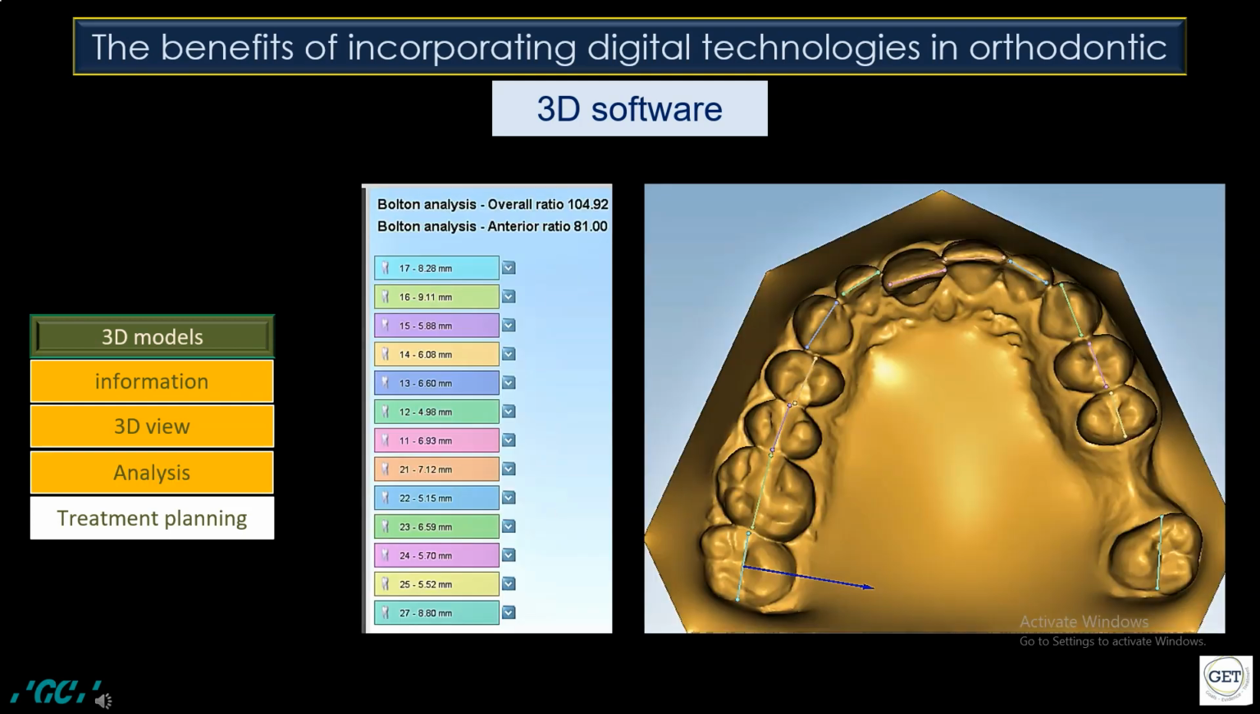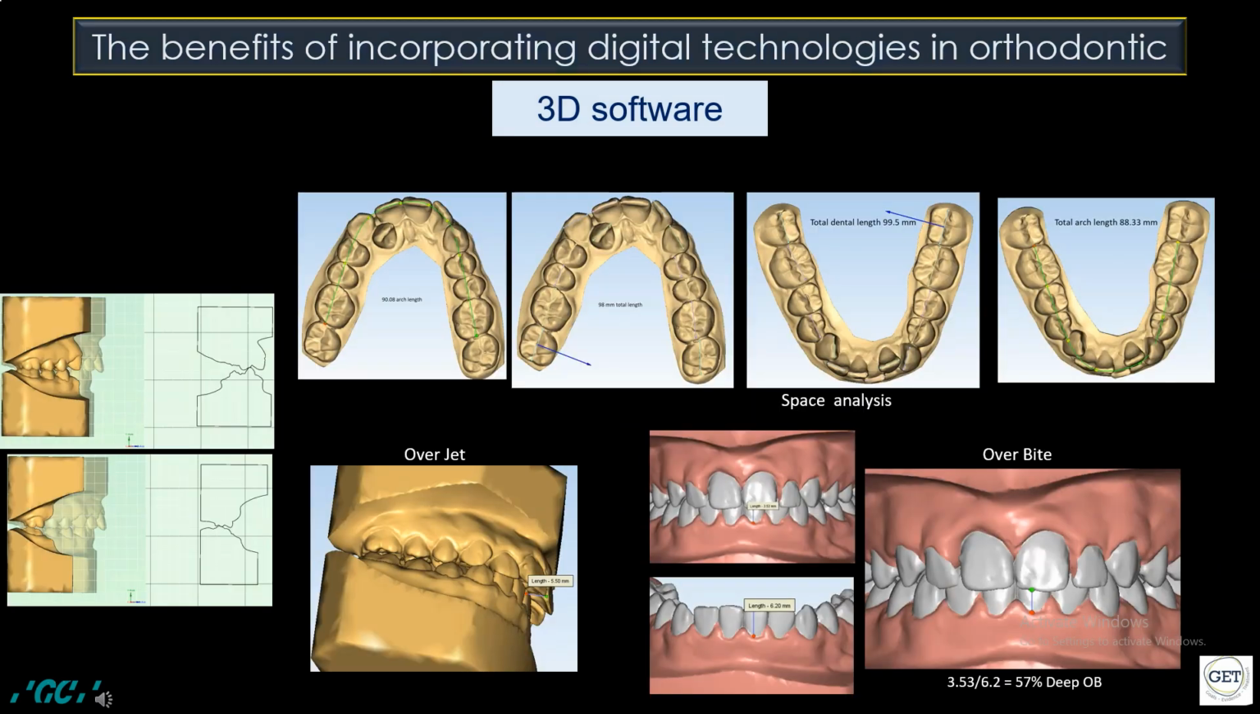In order to extend the use of the models for more advanced features, the models need to be segmented. The differentiation and definition of each tooth from the gingiva. At this point, some information such as Bolton analysis is obtained automatically. Many parameters, such as the overjet, overbite, arch length discrepancy, and others, like cross-section views, can be obtained from these 3D models.